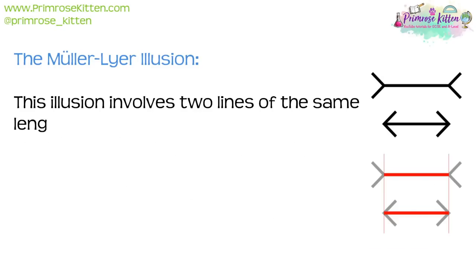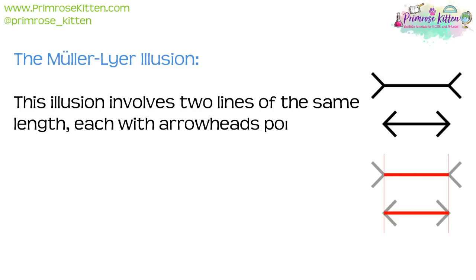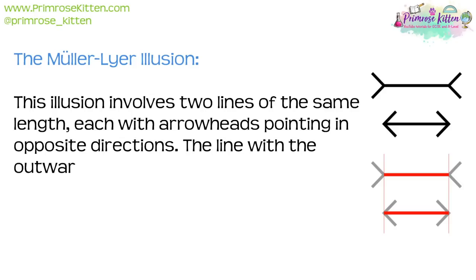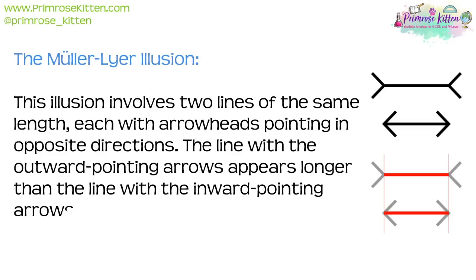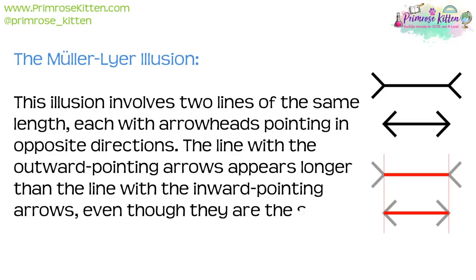The Muller-Lyer illusion. This illusion involves two lines of the same length, each with arrowheads pointing in opposite directions. The line with the outward pointing arrows appears longer than the line with the inward pointing arrows, even though they are the same length.